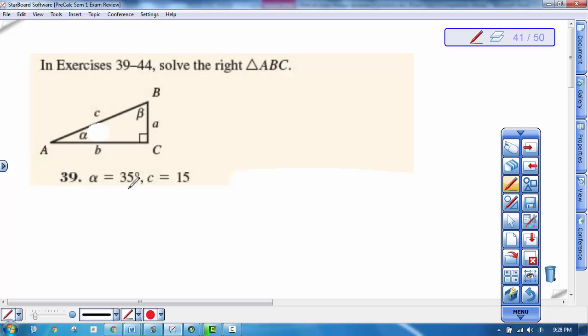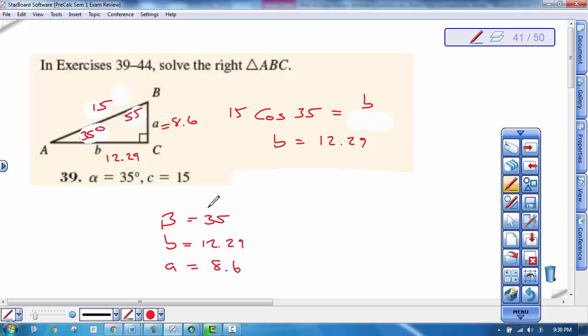Okay, solving this right triangle for 39, we know that this is 35 and this is 15. So I can do the cosine of 35 equals adjacent over hypotenuse, multiply both sides by 15. That gives me B. It's about 12.29. I could do the same thing with sine for A. You get about 8.6. And if I take 180 minus 90 minus 35, I get what beta is, which is 55. So I can write all that out, and there's my answer.